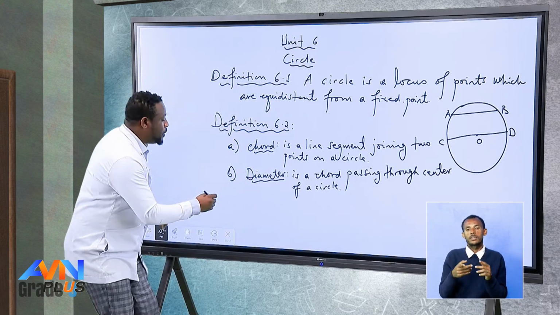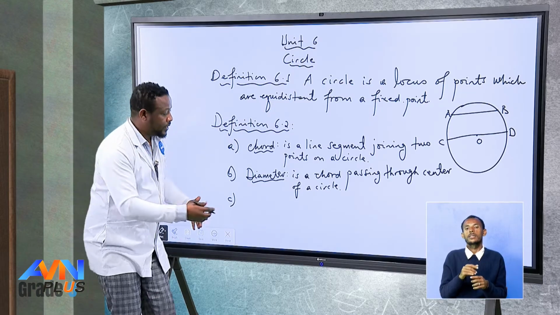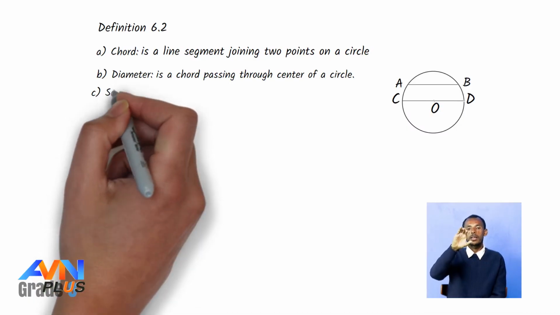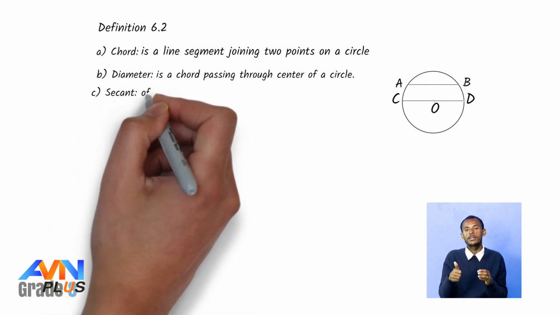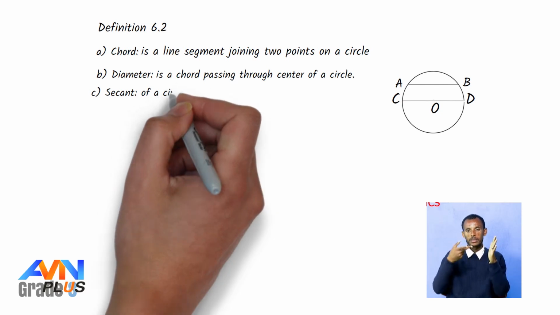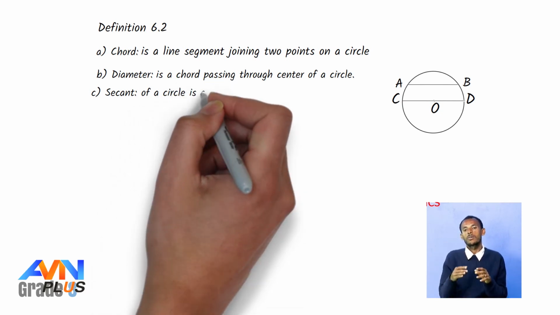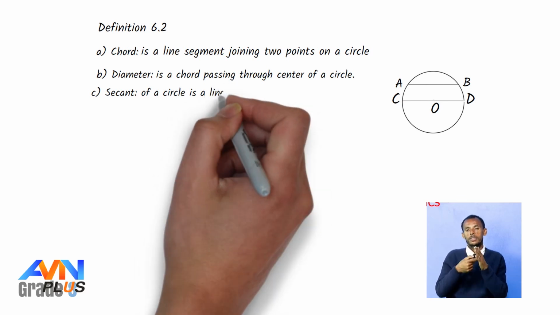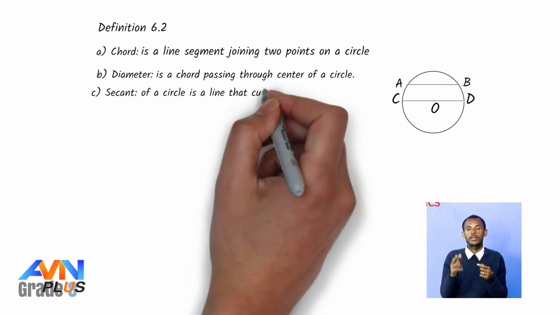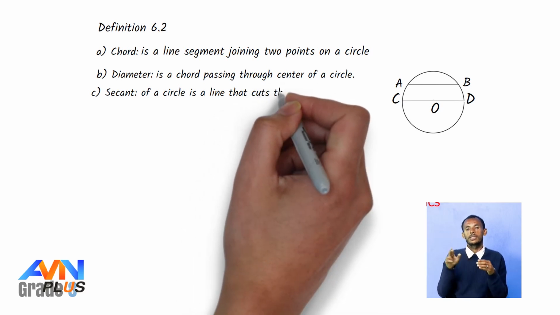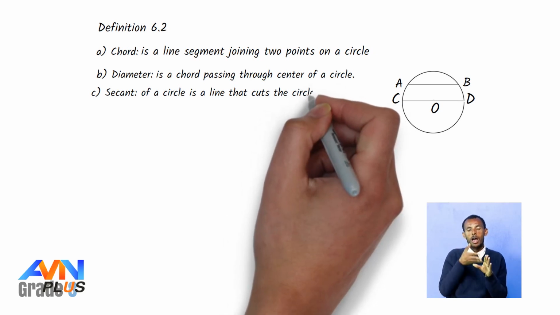The third terminology that we have here is a secant. A secant of a circle is a line that cuts the circle at 2 points.